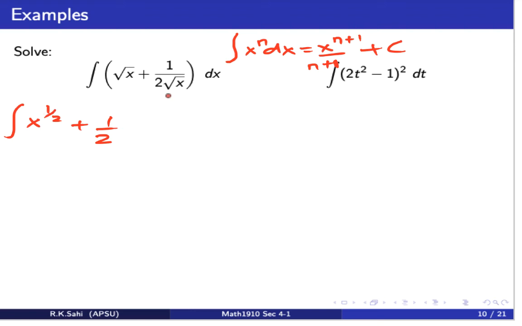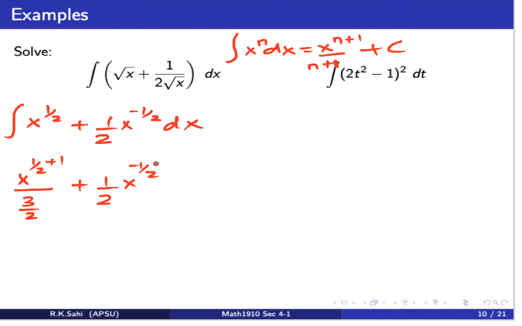Not only will we change the square root into an exponential, but we'll also take it into the numerator: x to the minus half dx. Now we just go ahead and apply the power rule to each of the terms in this integral. What are we going to get? x to the half plus 1. Now remember, half plus 1 is what? 3 halves. That's what we write. Plus half x. Now it's minus half plus 1. Remember, minus half plus 1 gives us a half. And that's what we write. This term we write over here is a half.